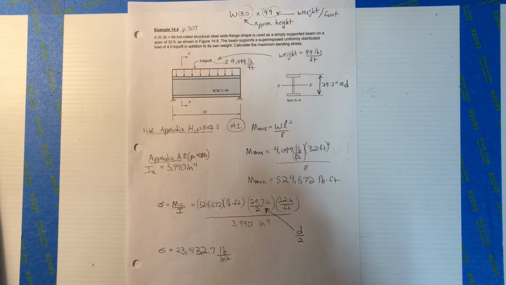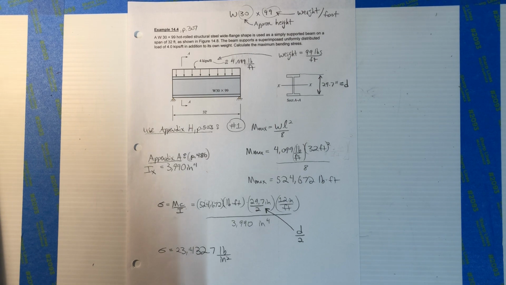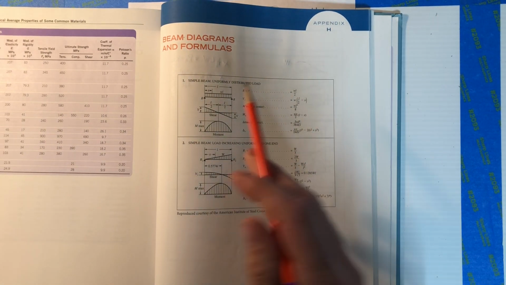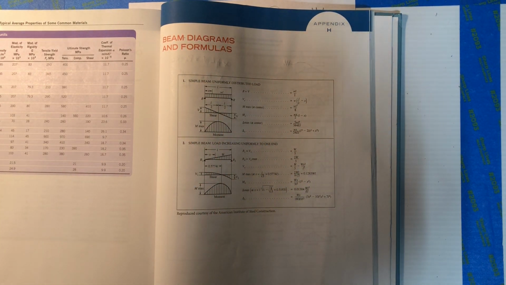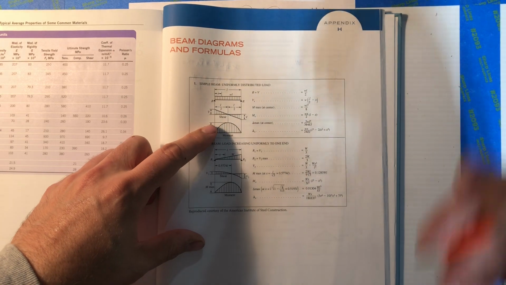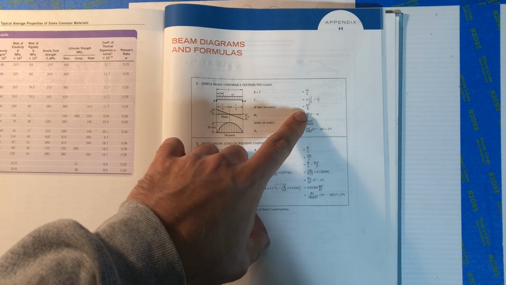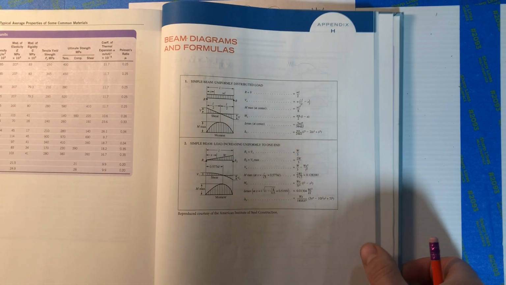This is a UDL, same exact problem. If we go to page 503, that's in Appendix H. Okay, this is still case 1. And the max moment, instead of doing a long drawn out shear moment sketch, max moment is WL squared over 8.